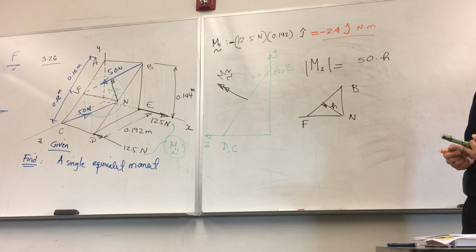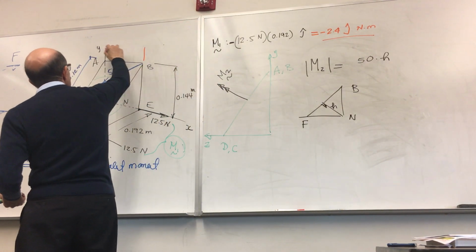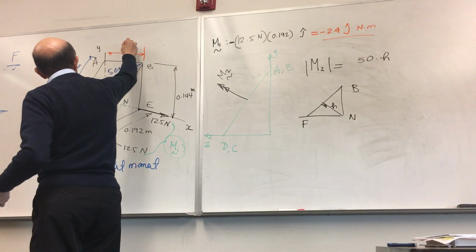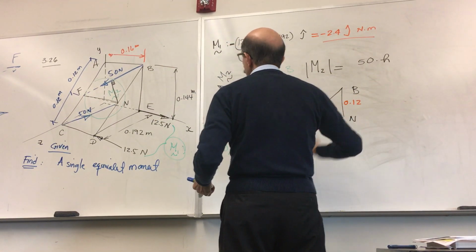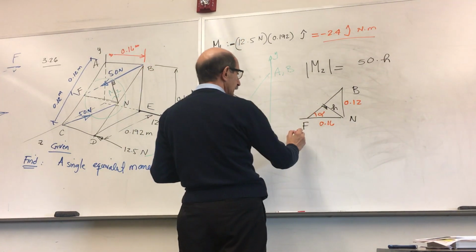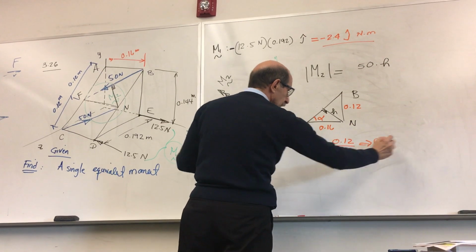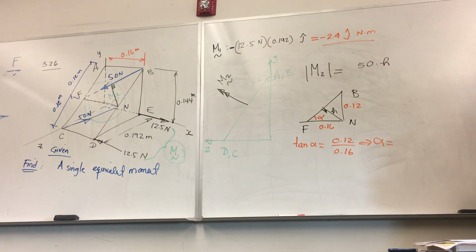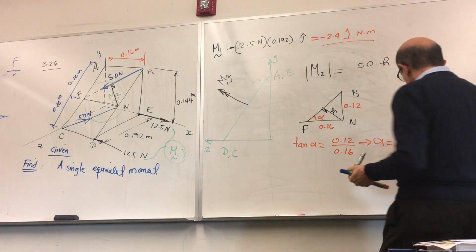So how do you find h? It's not too difficult. This dimension is given as 0.16, and this is 0.12, so all you need is this angle alpha. Tangent of alpha is 0.12 over 0.16, that is 6 over 8, or 3/4. The arctangent of 0.75 is 36.9 degrees.